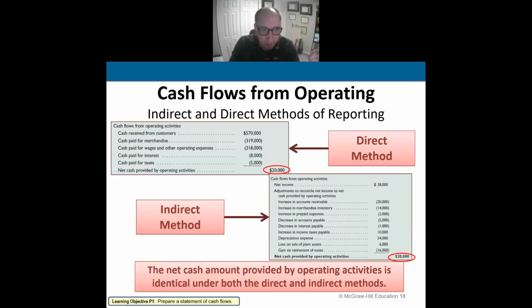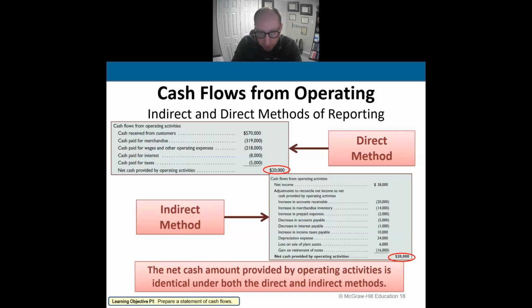The direct method is, think of it like a condensed version, okay? The direct method shows cash coming in from our customers minus cash going out for day-to-day operating activities equals net cash flow for operating activities. In this example, 20,000. So cash coming in minus cash going out equals net cash flow. That's called the direct method.